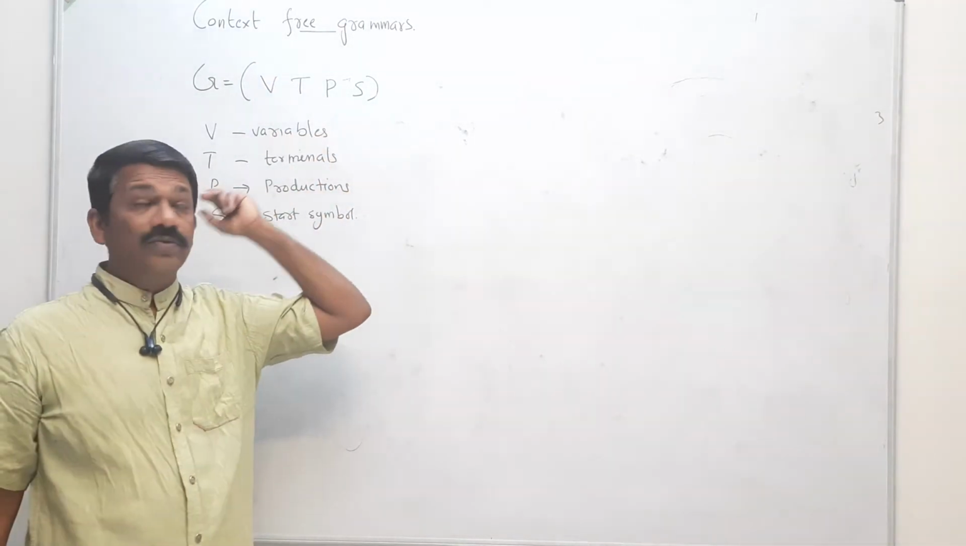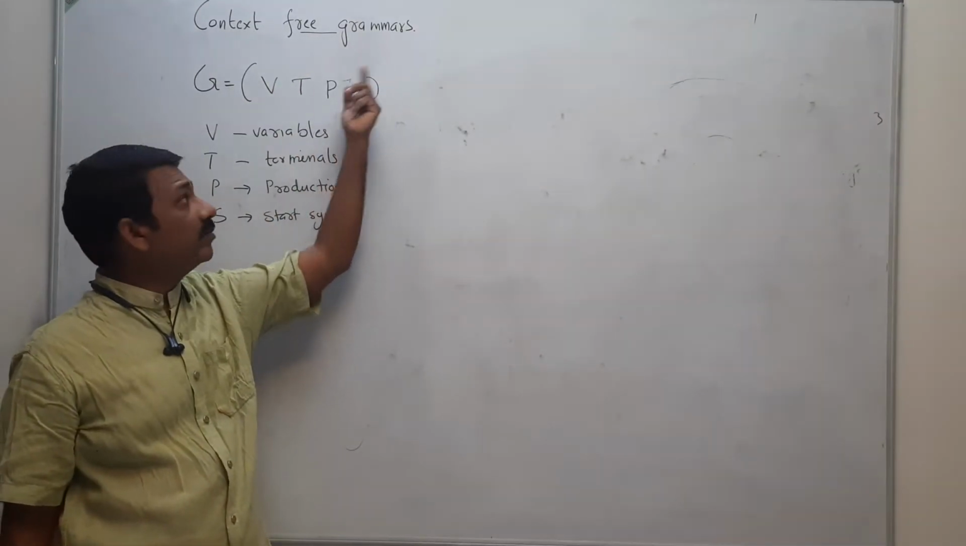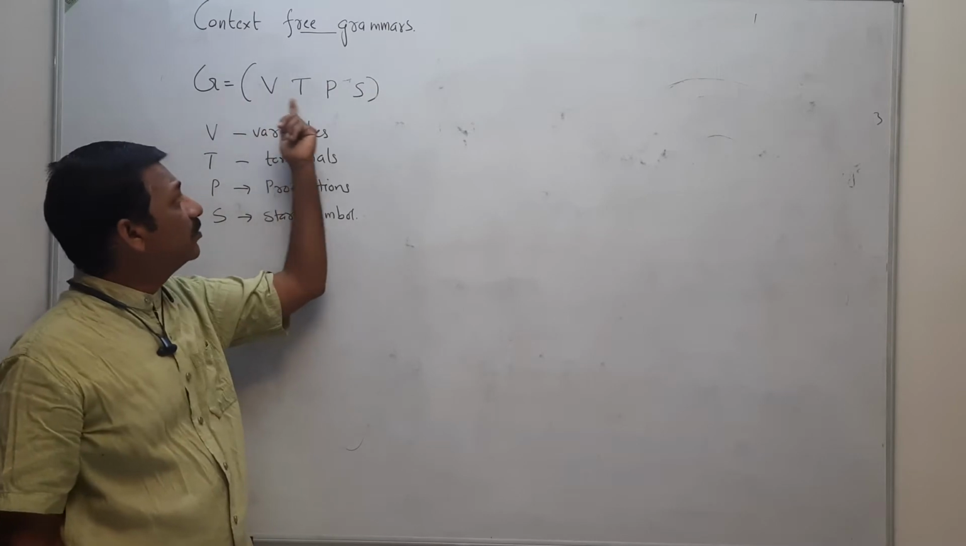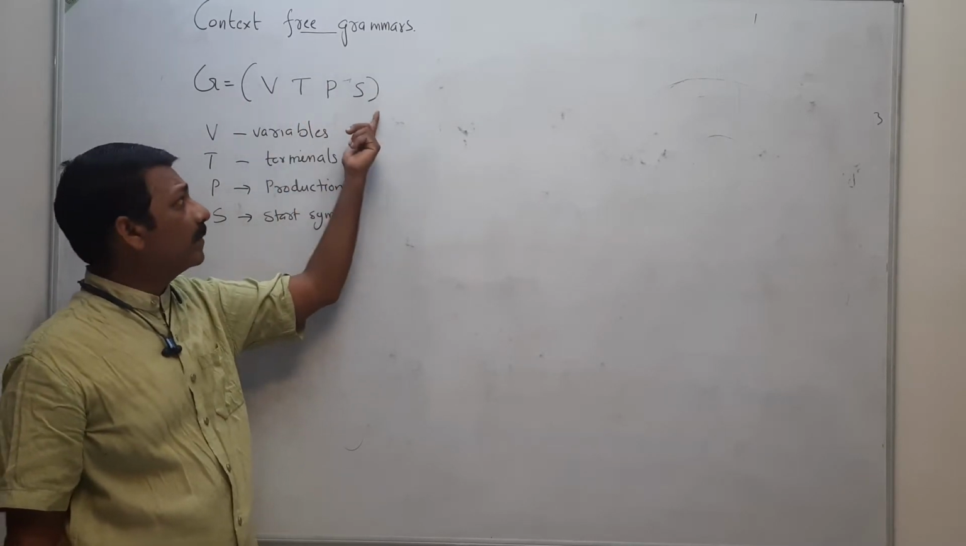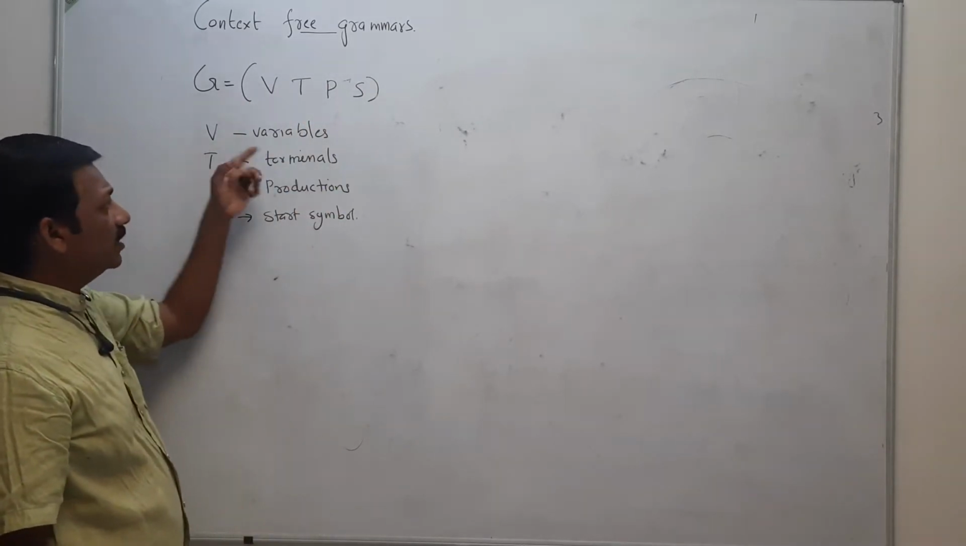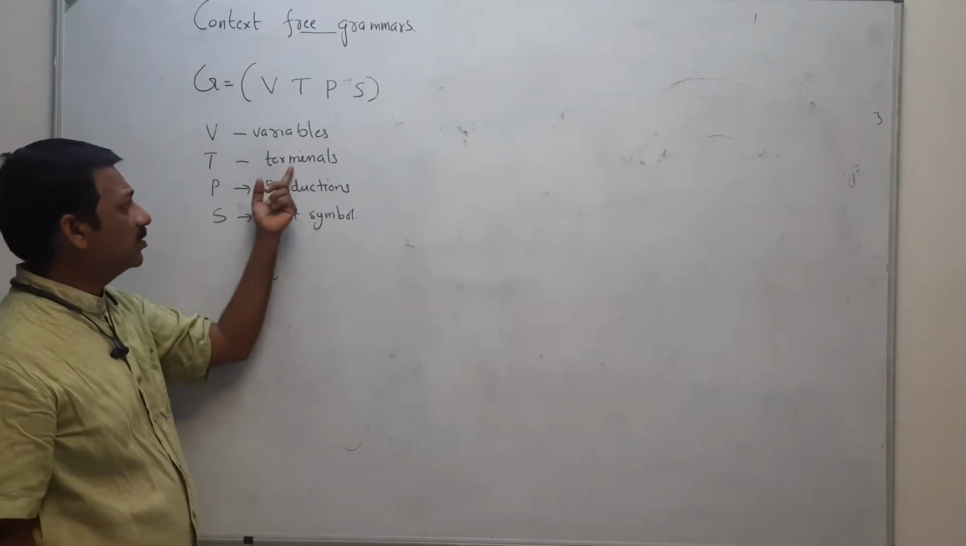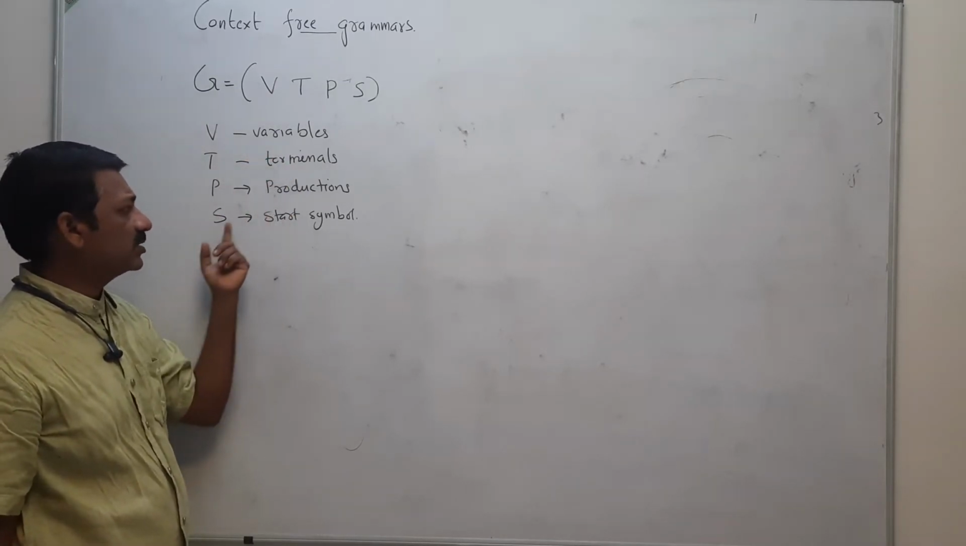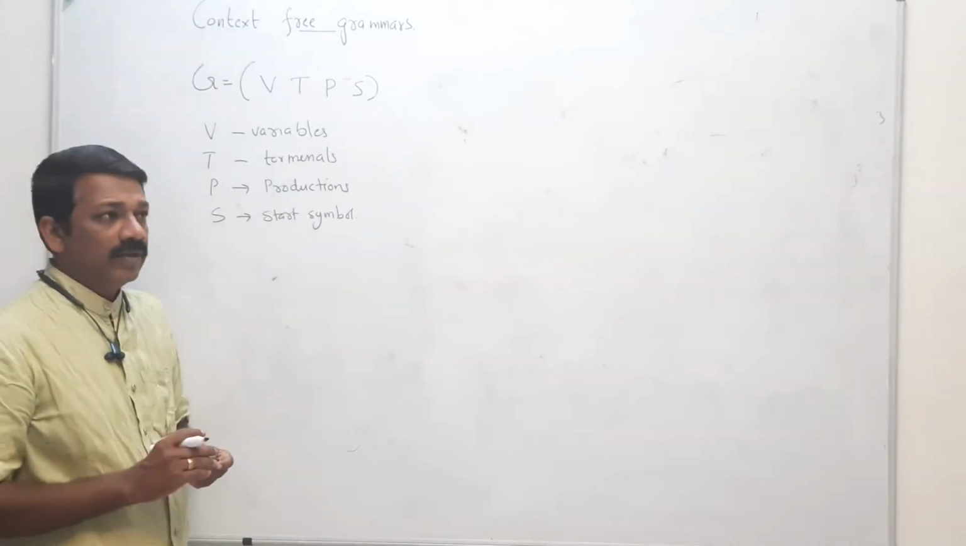Good morning. Today we are going to discuss context-free grammars, where G is equal to (V, T, P, S). This is simply a grammar, and here V is the set of variables, T is the set of terminals, P is the set of productions, and S is the start symbol.